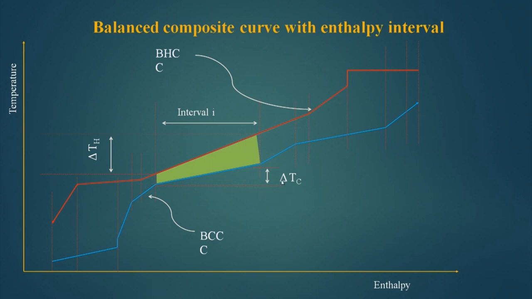Now, in this ith interval, all the hot streams rise from this temperature to this temperature, that is delta T h, which remains constant for all the hot streams, and for all the cold streams of the ith interval, the temperature rises from this point to this point, which is delta T c.